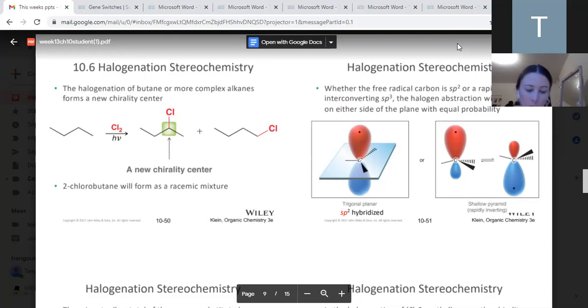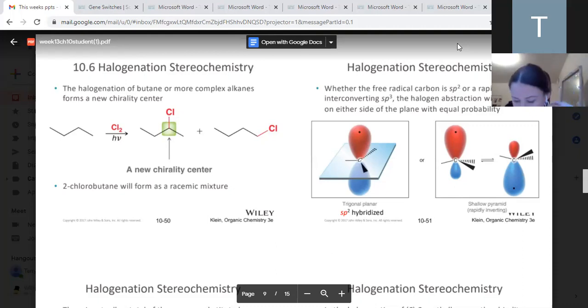And do you remember what that combination is called when you make a mixture of R and S? If you don't, don't worry about it. Remember, if you make a mixture of R and S in 50-50, it's called a racemic mixture. It's half R, half S. And you make racemic mixtures in particular cases.